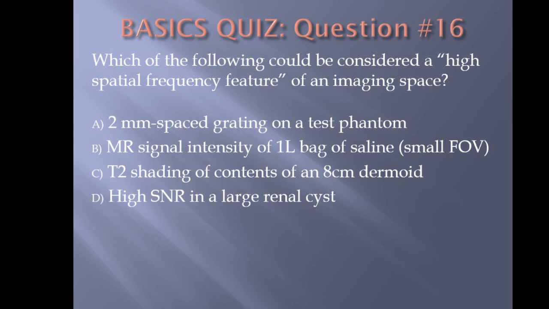Okay, we're almost done. Which of the following could be considered a high spatial frequency feature of an imaging space? A 2 millimeter spaced grating on a test phantom, say in an X-ray; the MR signal intensity of a 1 liter bag of saline with a small field of view; T2 shading present in the contents of an 8 centimeter dermoid; or high signal to noise ratio in a large renal cyst.